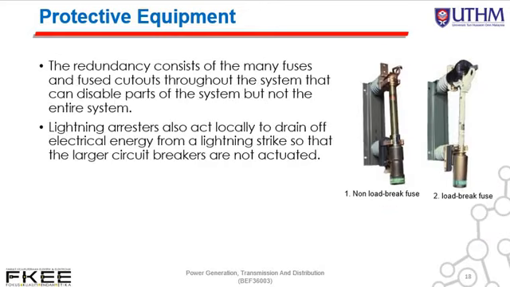By having the protection scheme, the power system is kept stable by isolating only the components that are under fault, while leaving as much of the network as possible to remain in operation. Under abnormal working conditions, protection is vital for the safety of equipment and the safety of human beings. For example, lightning arrestors. The lightning arrestor will draw the electrical energy from a lightning strike within its vicinity, so that the larger circuit breakers are not actuated.